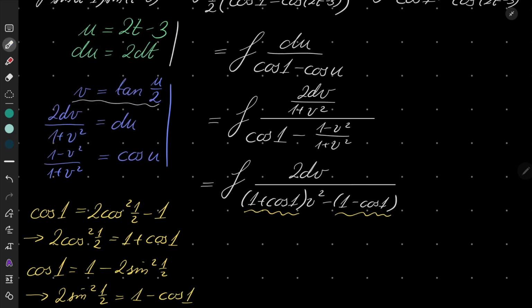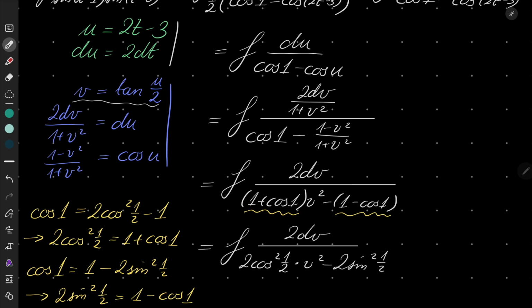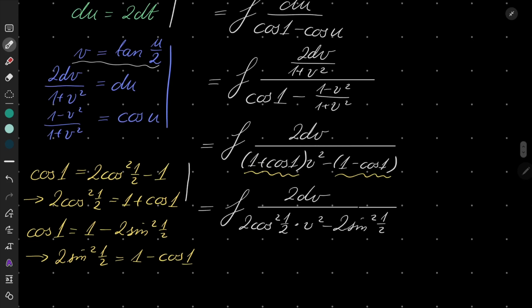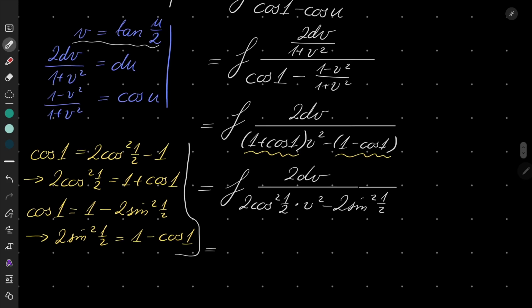Okay. And now our integral becomes 2 dv. Instead of 1 plus cosine of 1, we can write 2 times cosine squared of 1/2 times v squared minus 2 times sine squared of 1/2. Perfect. And now we can write our integral in the following form. First of all, we can put cosine squared of 1/2 before our integral.